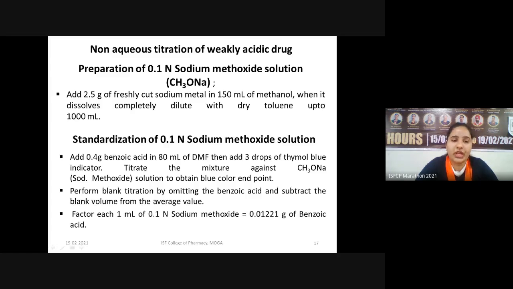So first of all, how will we prepare the 0.1 normal sodium methoxide solution? We will cut freshly sodium metal. The quantity will be 2.5 gram. We will put it into 150 ml of methanol and dissolve it completely. When it has completely dissolved in the methanol, we will dilute it with dry toluene up to 1000 ml.